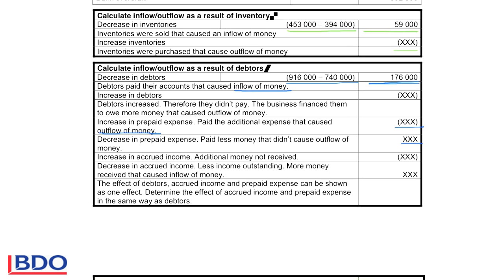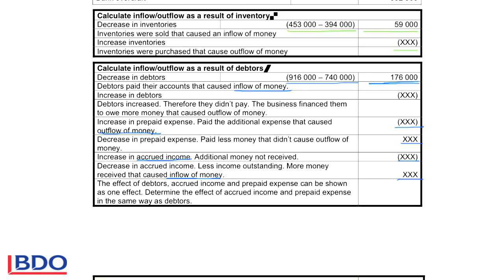If there's an increase in accrued income, then it means that you didn't receive all the money that you were supposed to receive, so there was an outflow of money. If there's a decrease in accrued income, then less money is outstanding, so more people paid their money in the current year. That caused the inflow of money, so it will be a positive figure.